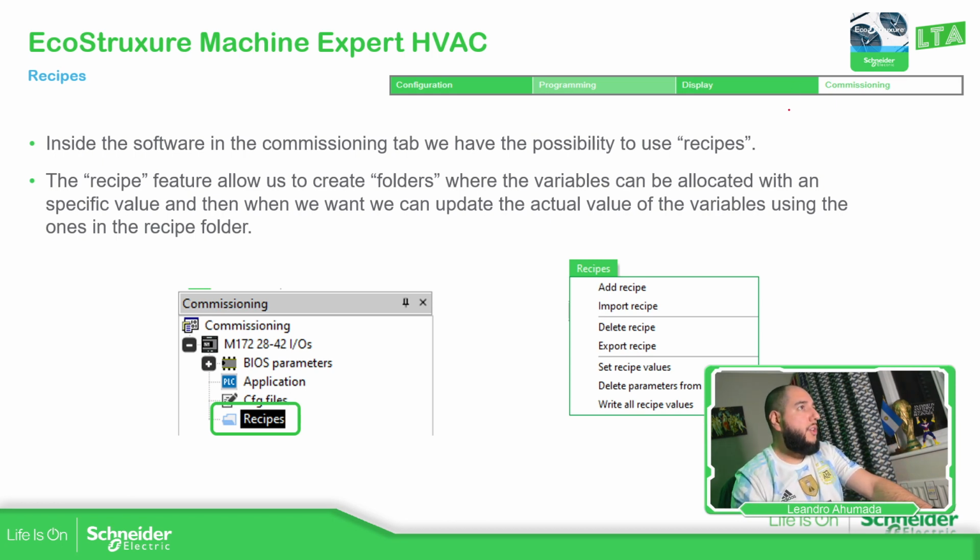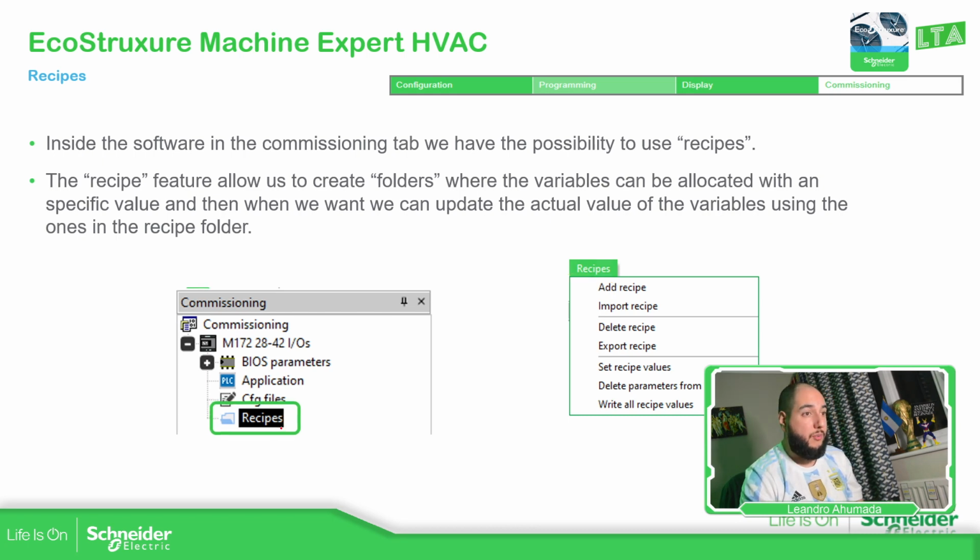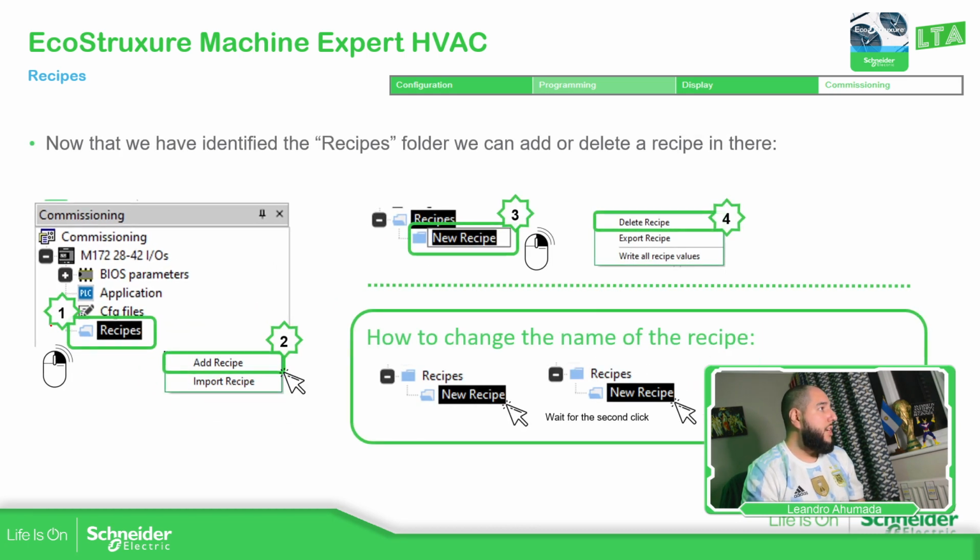So once you are in the commissioning, you can go to recipes. There is a tab for this where you can add, import, delete, export, send recipes, everything. And then here in the commissioning window, we have a folder called recipes. So here, what we need to do is to add a new recipe. For that, we just need to right click on the object and then add a new recipe. After we add it, we have the possibility to change the name, delete it, export the recipe, or write all recipe values. That we are going to cover later.